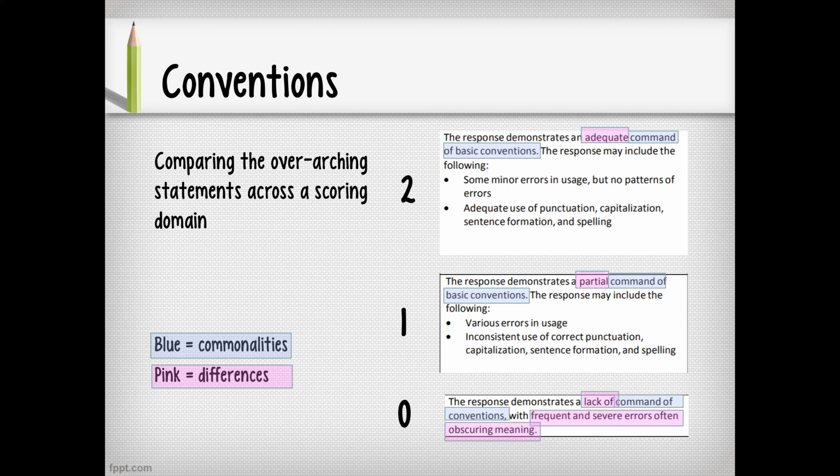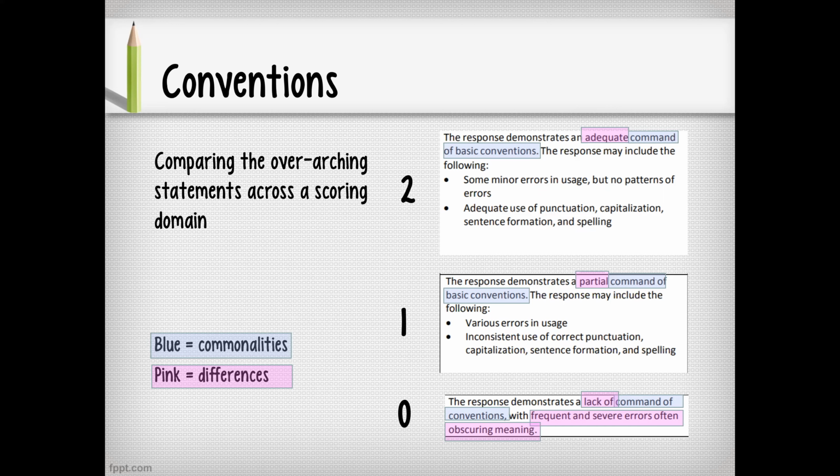Another thing to take into account for conventions is really the density. So what I mean is the lack of, or the amount of, writing. If it's a really short response, it's going to be a lot easier to mark down on conventions, because they haven't given you enough to even show that they have command or don't have command. So it can drive to those lower convention scores a little bit quicker if it's a much shorter or brief response.